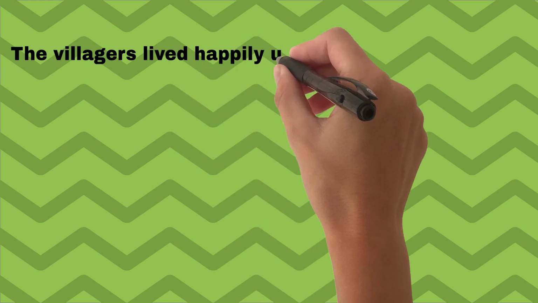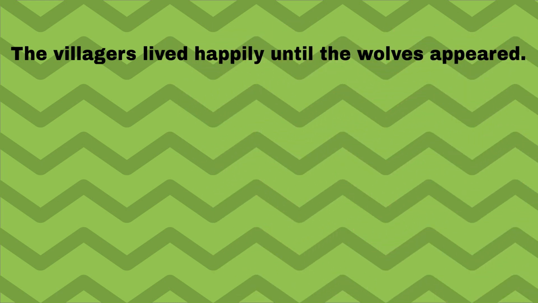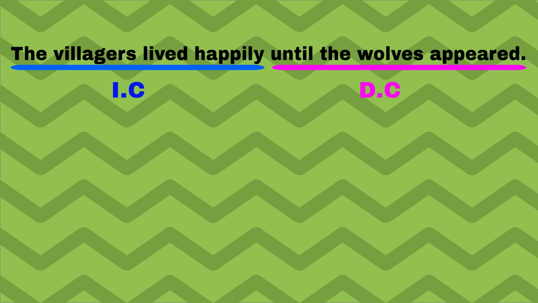For example, the villagers lived happily until the wolves appeared. In this example, the villagers lived happily is an independent clause, as it is giving a complete meaning and can stand alone. While, until the wolves appeared, is a dependent clause as it cannot stand alone. A subordinating conjunction is used to link both clauses.